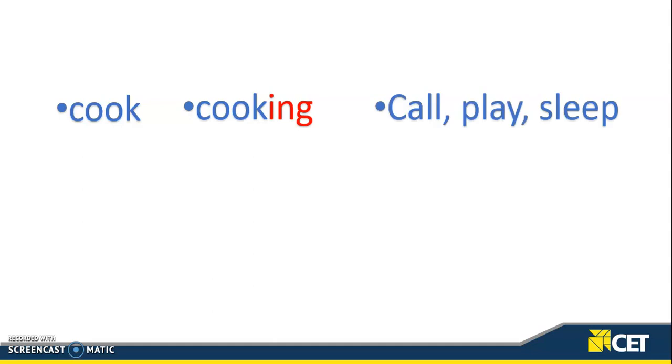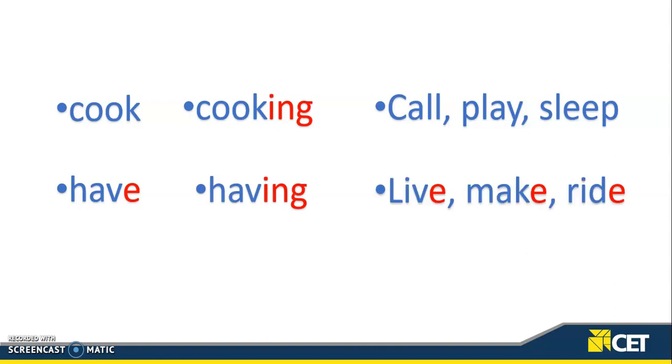We can also use verbs plus ing depending on some rules. For example, we have verbs like cook, we just add ing, cooking. And we have verbs like call, play, sleep, they just need ing. Calling, playing, sleeping. Other verbs like have, we have to drop the last e. So, we're going to have having, no e. For example, live, living, make, making, and write, writing.